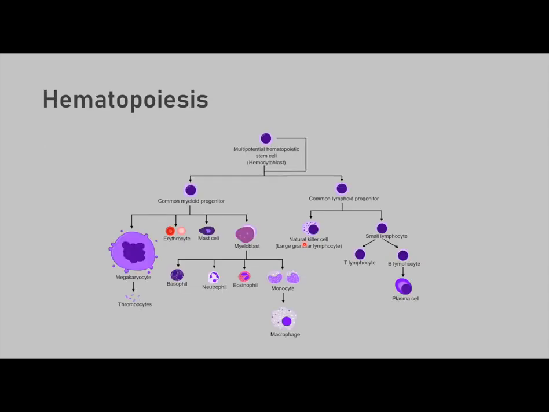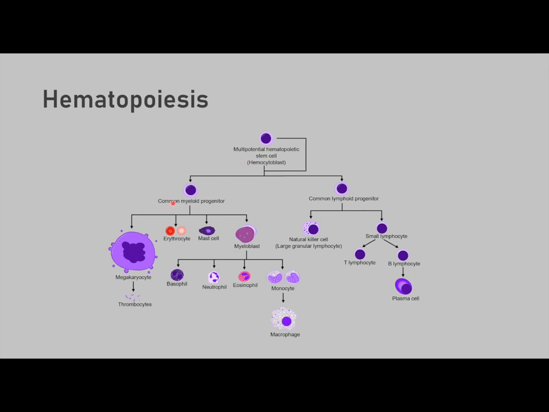So to get started, hematopoiesis is the process in which all the cells in your blood are generated, from the T and B cells of the immune system to the neutrophils of the innate system, and red blood cells and platelets. And all these cells are generated from hematopoietic stem cells that reside in your bone marrow.